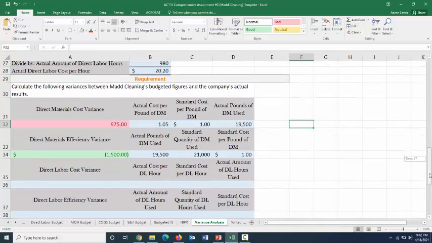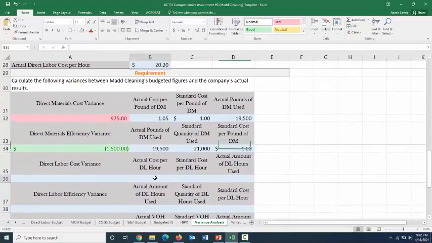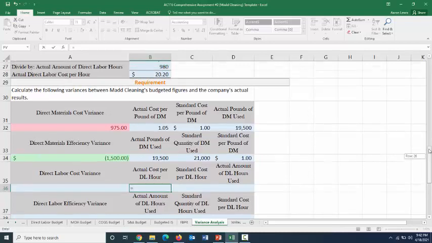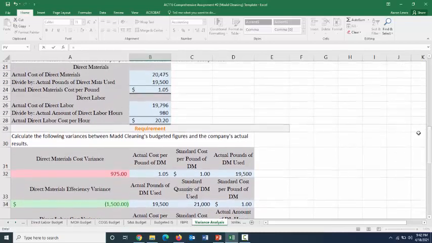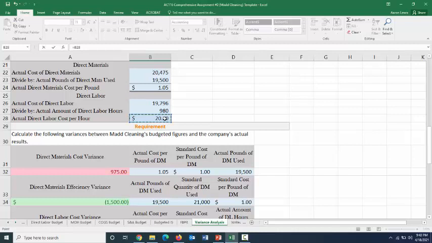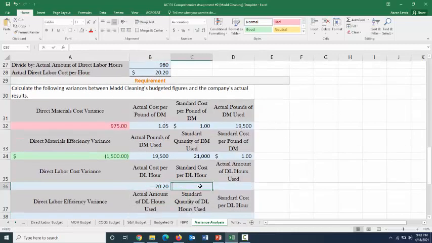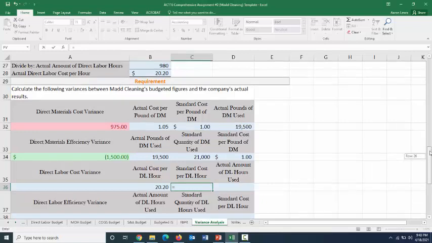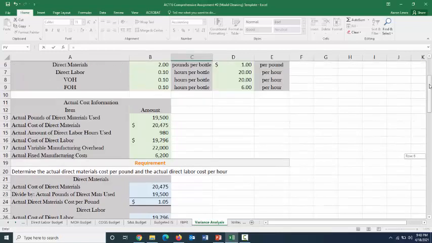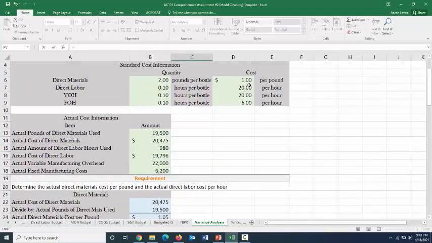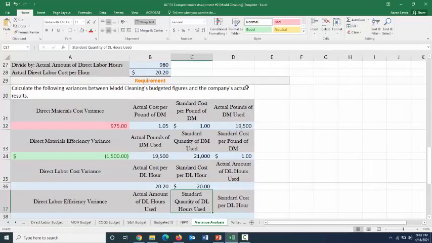Moving on to our direct labor cost variance. Well, what was our actual cost per direct labor hour that our employees worked? We just calculated that up above. Our actual direct labor cost per hour was $20.20. Well, what was our standard? What number did we set as an hourly wage that we proposed we were going to pay when we were making our budget in the first place? Our standard cost for direct labor was $20, which means that we spent 20 cents more per hour than we thought we were going to when we set our budget at the beginning of the period.